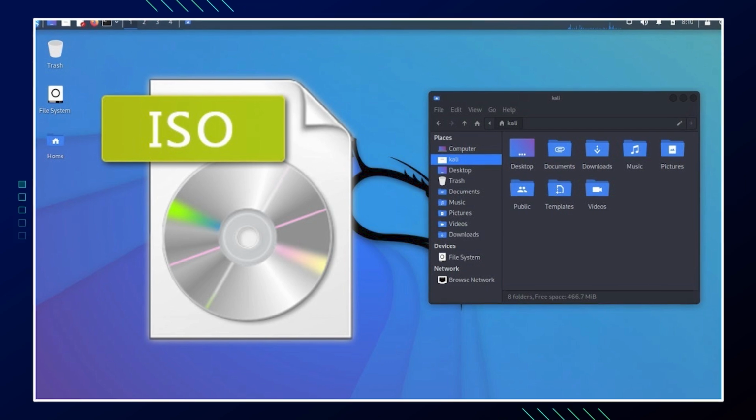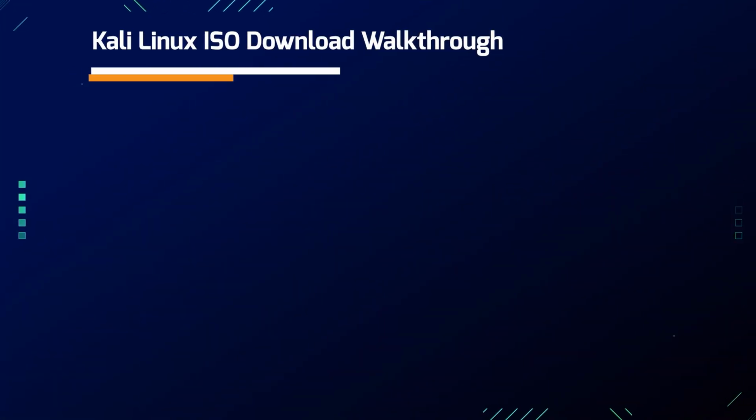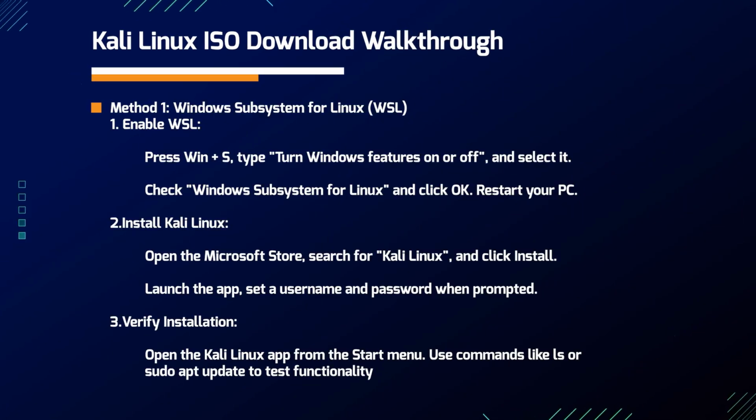Let's go into the Windows 10. So the first method is the Windows Subsystem for Linux. So you can enable WSL. You can press the Windows key plus S and then type turn Windows features on or off and select it. Check Windows Subsystem for Linux and click OK. Then restart your PC. Install Kali Linux, right?